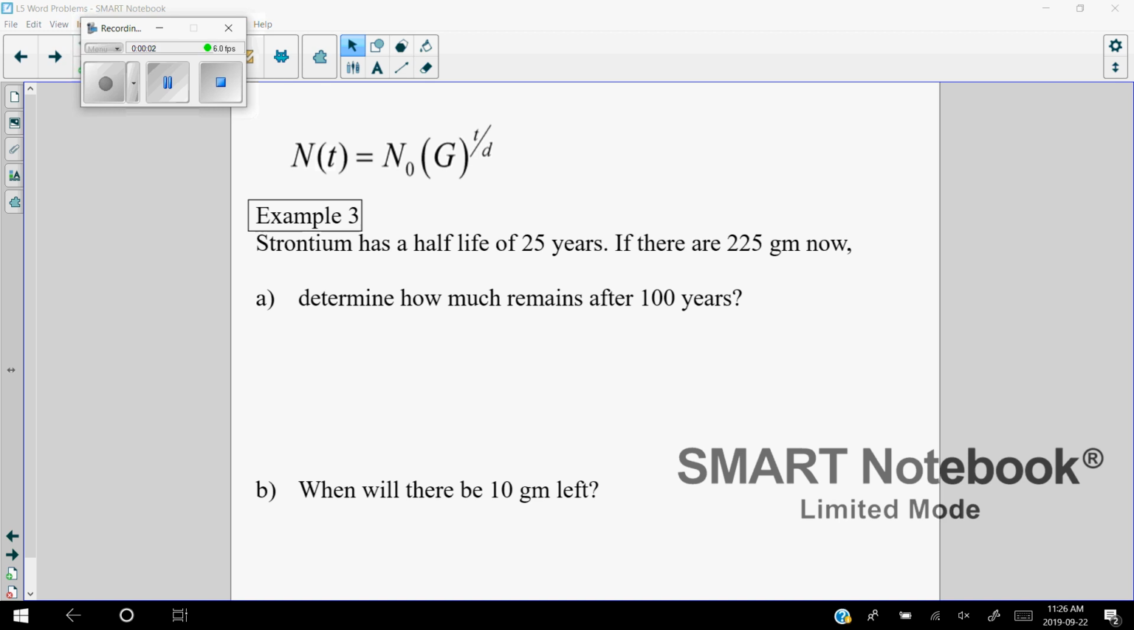We are picking up on example 3 for lesson 5. We are talking about word problems that have to do with exponential equations. Okay, so we're on example 3.